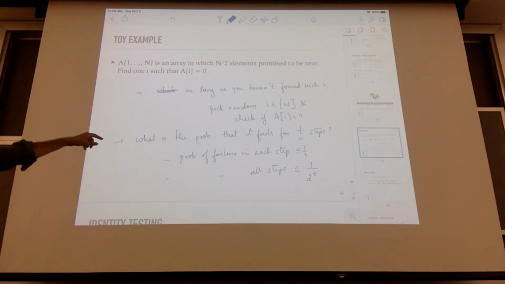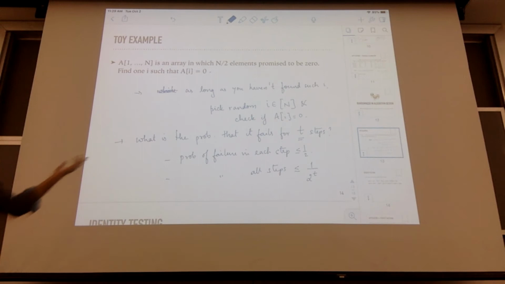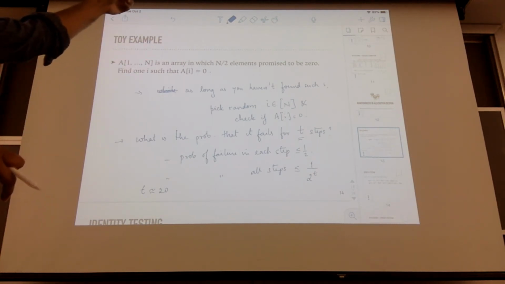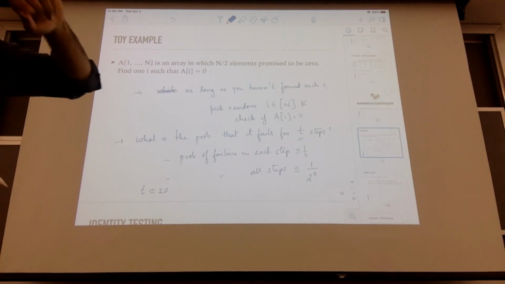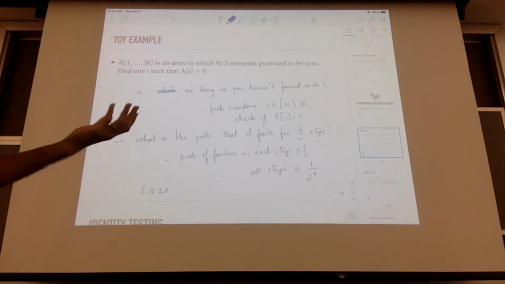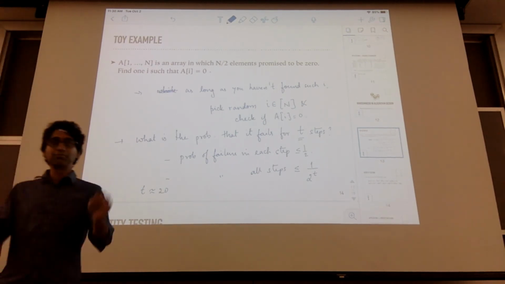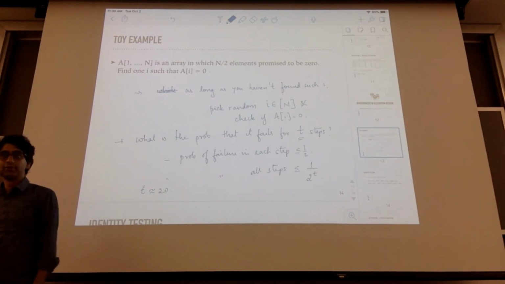All right, so this is the argument. In each step, the failure probability is at most half, and overall it's at most 1 by 2 to the t. So if t is about 20, then you have a 1 in a million chance of failure, and these are good odds for most people. Why is it less than? Because I have only promised you that n by 2 are 0. There could be more that are also 0, so that's why it's less. But if exactly n by 2 are 0, then it's exactly equal.